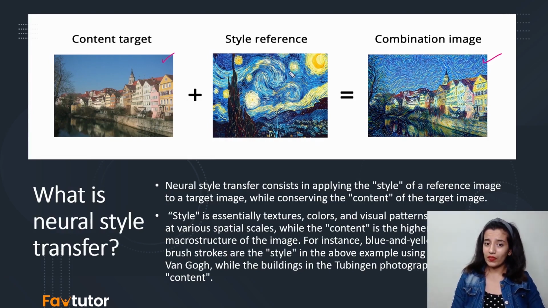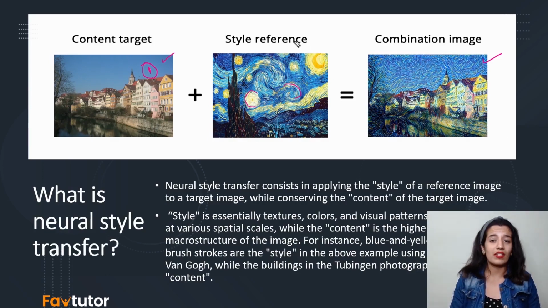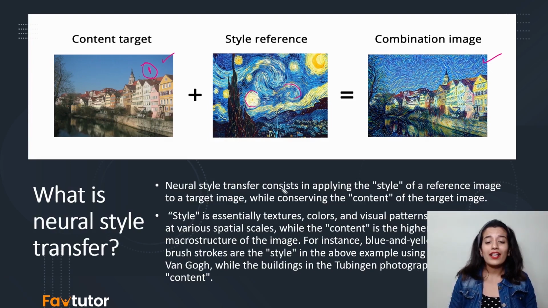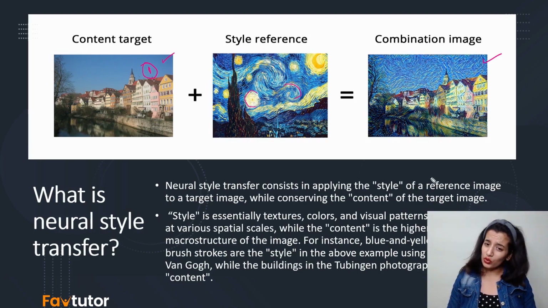Now you can observe that this is the target image, and only the style of the second image is copied without changing the content in the first image. That is very important. Only the style of the second, reference image is being copied. This can be achieved using neural style transfer. According to the definition, neural style transfer consists in applying the style of a reference image to the target image while conserving the content of the target image.